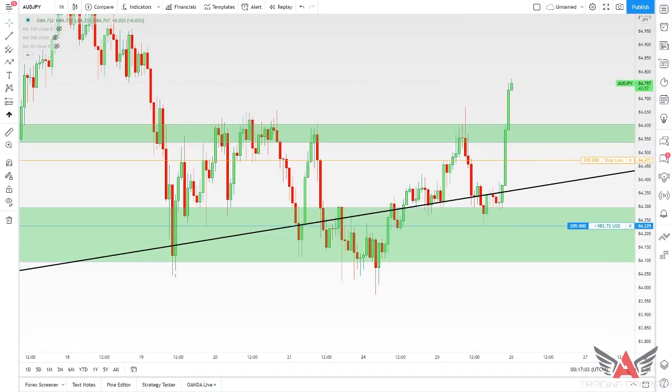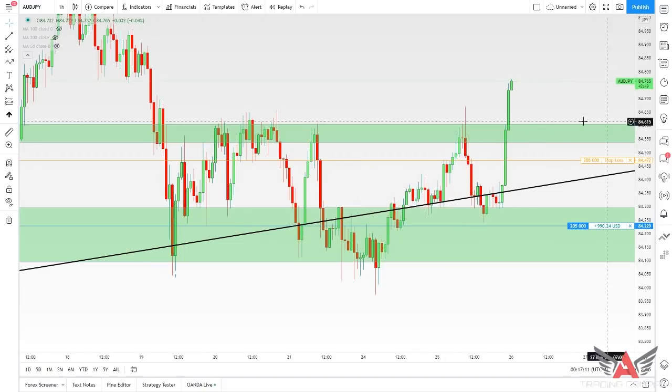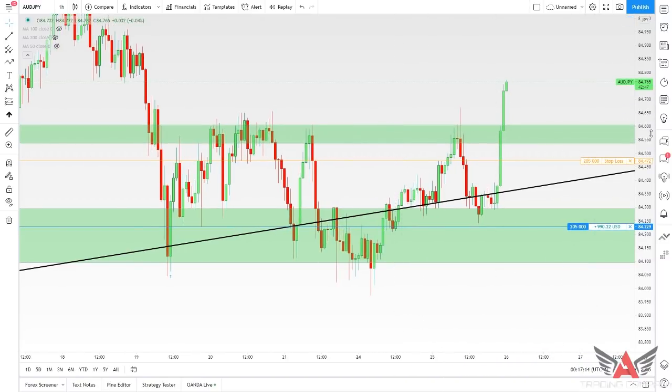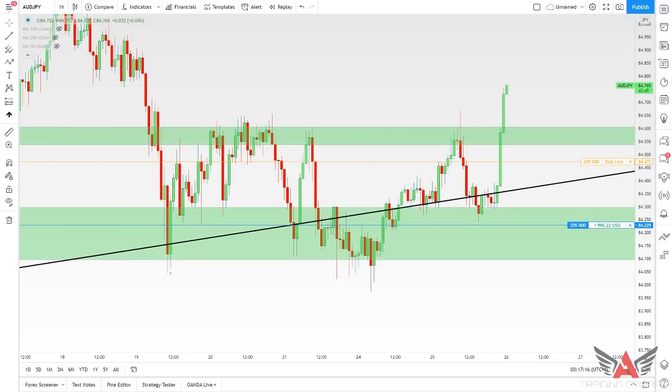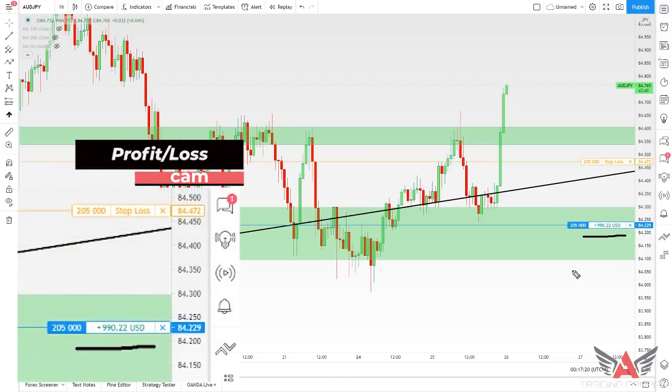But the idea here was it took some time, but we finally broke out of this consolidation zone. And from there, I have decided to move my stop loss into profit here on the trade. So all of a sudden we got this really nice pop. You can see right now on the profit cam, we got $990 floating on the trade. We'll see if it can go for more.